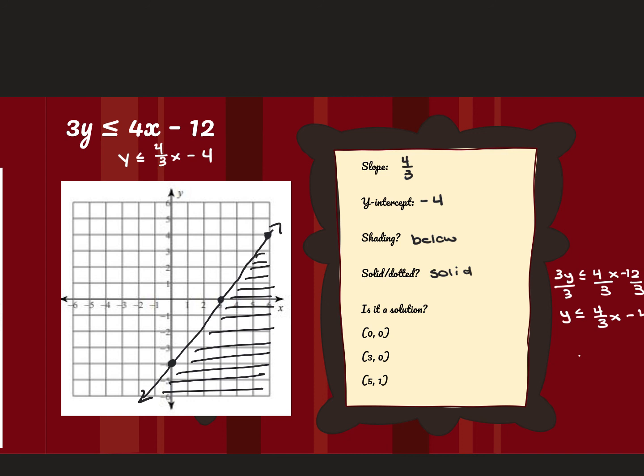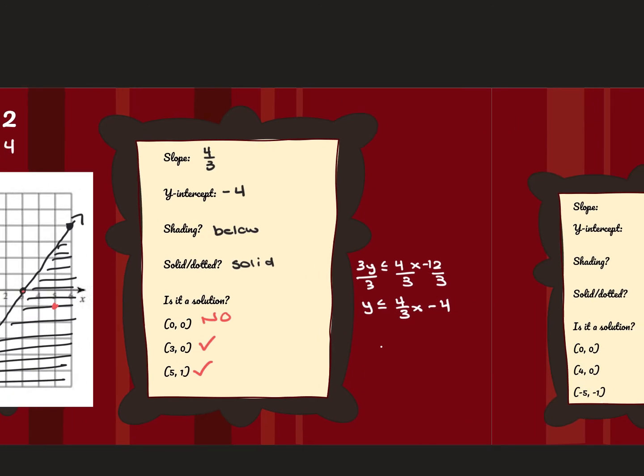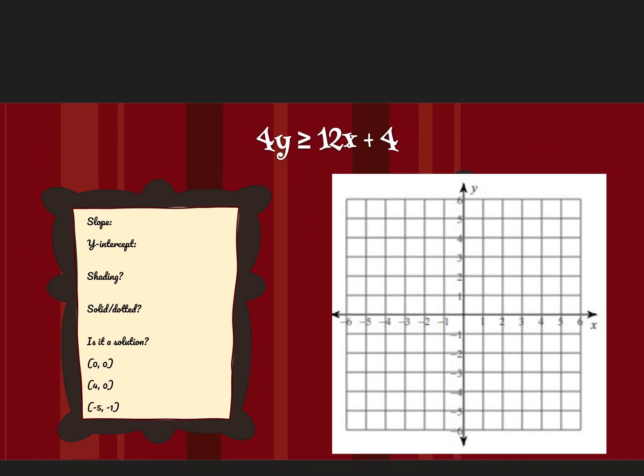Now we're going to determine, is 0, 0 a solution? No. Is 0, 3 a solution? In this case, yes. The only reason being is because it's on the solid line. If it was a dashed line, it would not be included. And then we have 5, 1, and that is yes as well. All right, and taking a look at the last example.